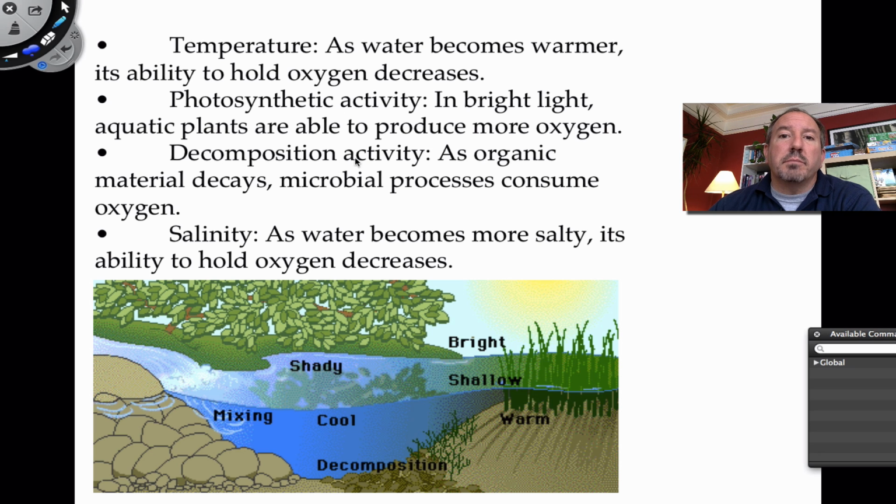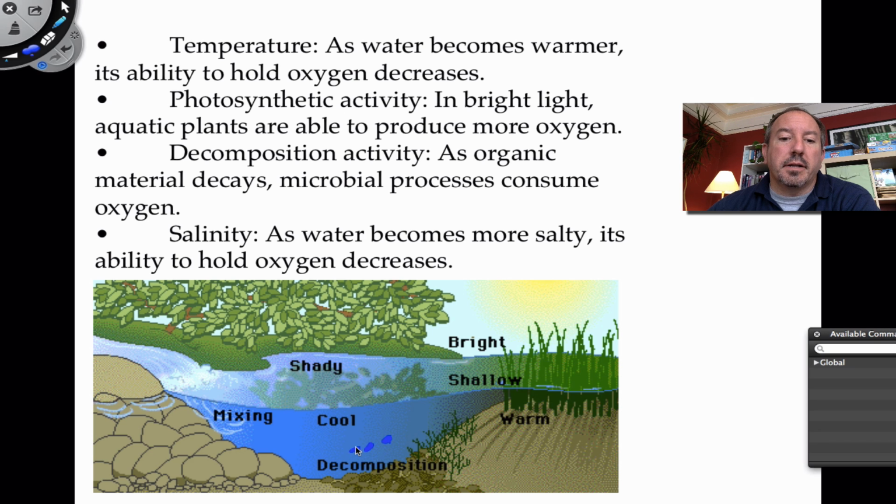Now, decomposition, this is a curious one. As organic material like sugars decay, if there's too much decomposition, in other words, there's a lot of bacteria in the water decomposing, in other words, breaking down the algae, as it turns out, the bacteria, let me see if I can draw that in there.